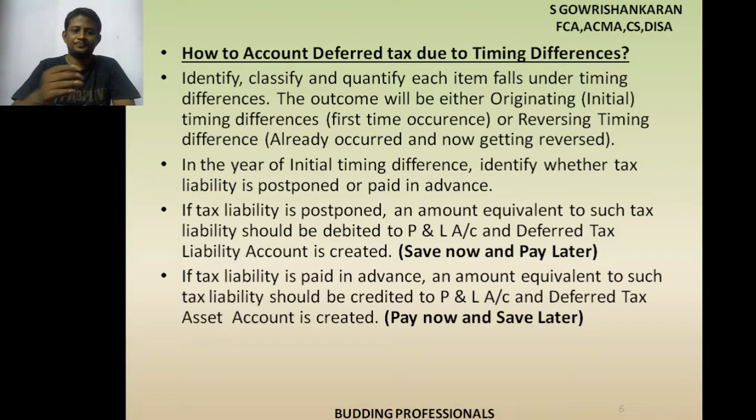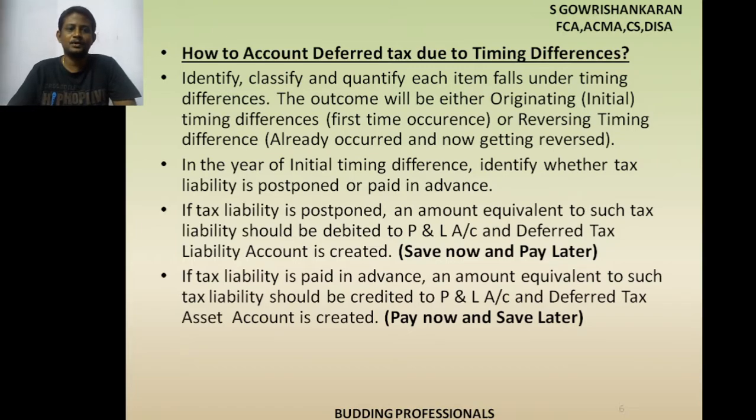So again I am reading the third bullet point. There is a small correction. If tax liability is postponed, an amount equivalent to such tax liability should be debited to P&L account and a deferred tax liability account is created. What is the meaning? If tax liability is postponed, it means under the Income Tax Act I am not paying now. Under the Income Tax Act I am not going to pay the full amount. That is called postponed.